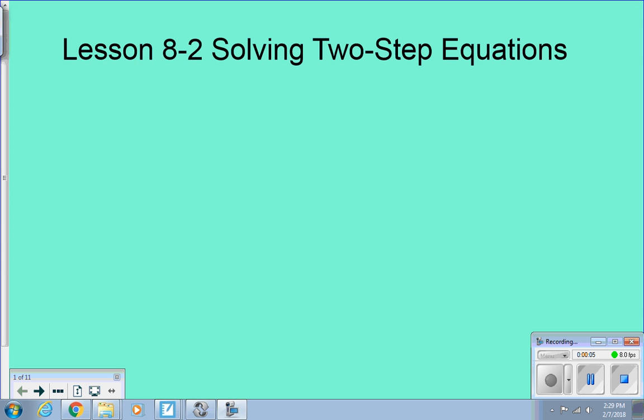Solving two-step equations. Here's the thing, you guys. This is the basis of everything we're going to do from now until probably the end of chapter 9. You have to know how to do this to get through everything else. If you're lost here, it's really going to be a struggle for you the next two chapters, especially the next few sections for sure.